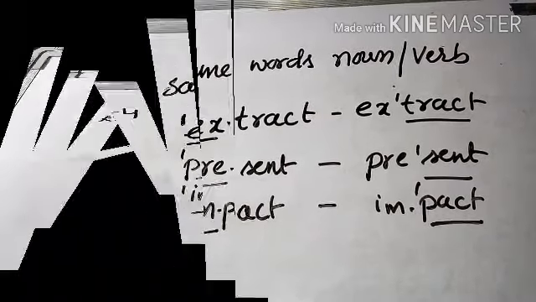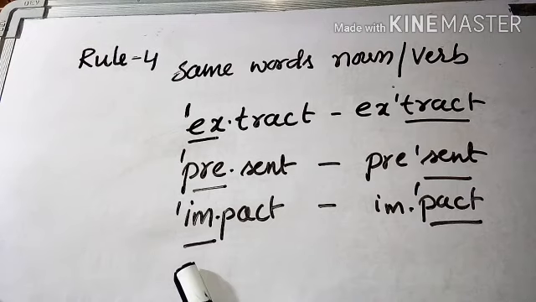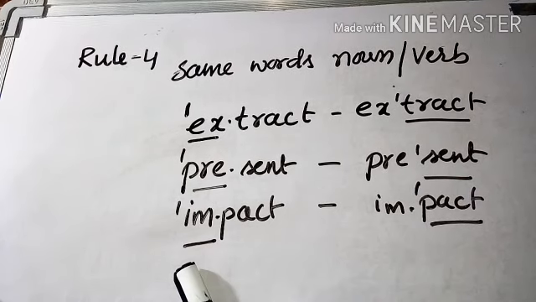Now we can see some more examples here. The first one is extract. The verb is extract. The second one is present, noun form. The verb form is present. The third one is impact. The verb form is impact. This is how we have to make the difference while producing these sounds, when we make the difference between the noun and the verb in the same spelling.